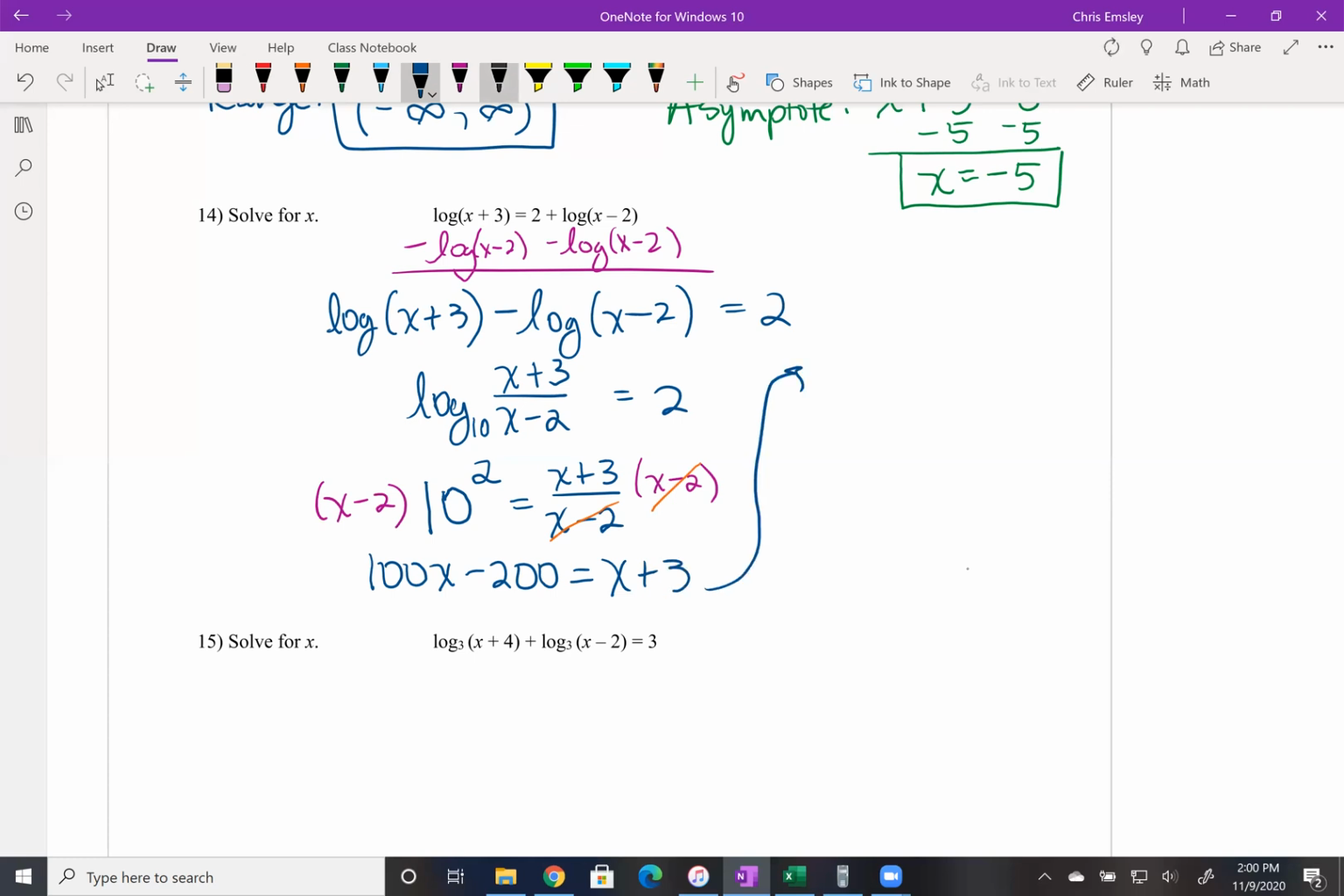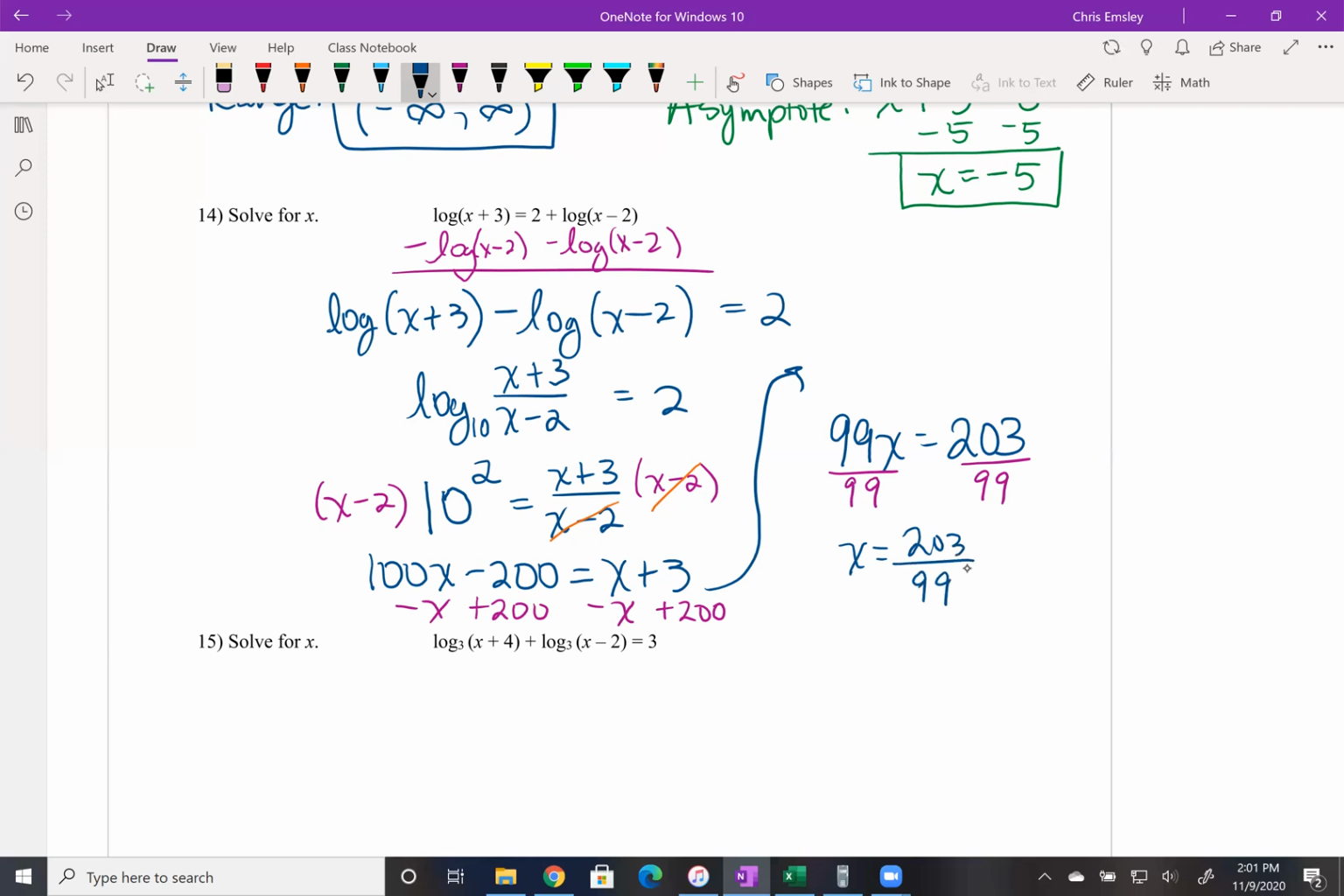I am going to subtract the x to bring it over here. I'm also going to add the 200 to take that one over to the right. So we end up with 100x minus x is 99x on the left side, and 3 plus 200 is 203 on the right side. So our final step, divide both sides, and we get x is 203 divided by 99.